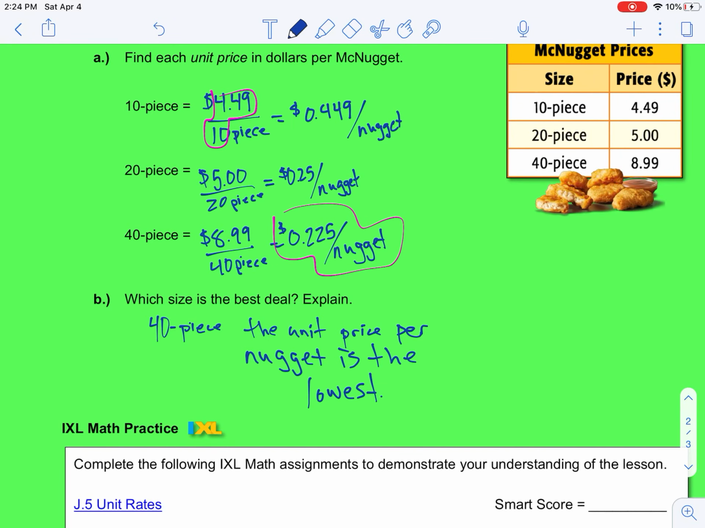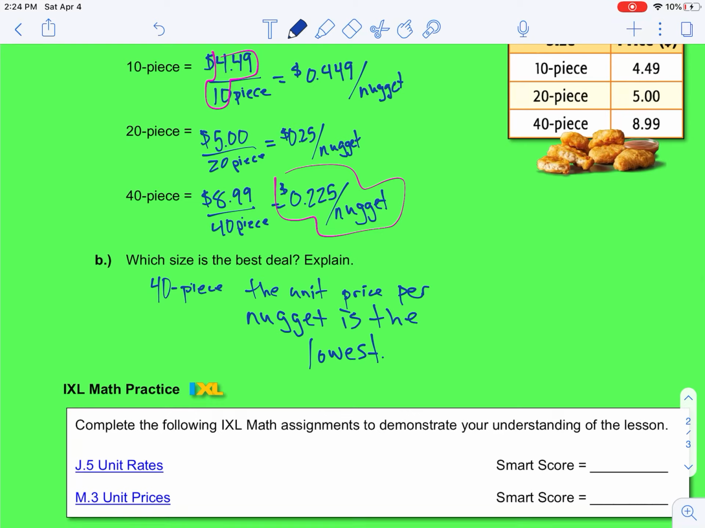All right, there we go. That completes our lesson on rates. You do have 2 IXLs that you need to do. One's on unit rates, one's on unit prices. Message me on Schoology if you need any help.